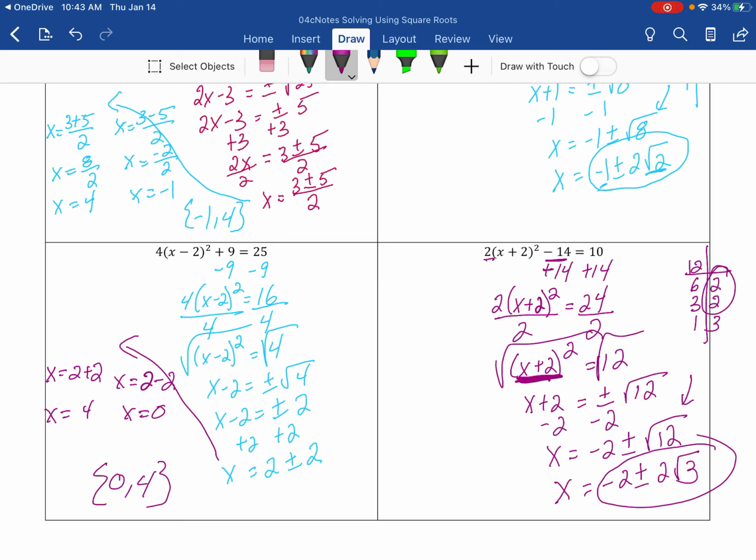So that's how to simplify radicals or solve quadratics another way if you have your binomial in parentheses where you can get your x by yourself.